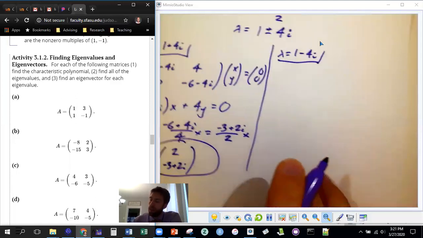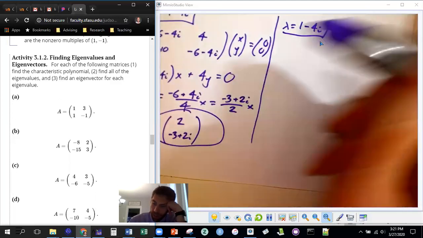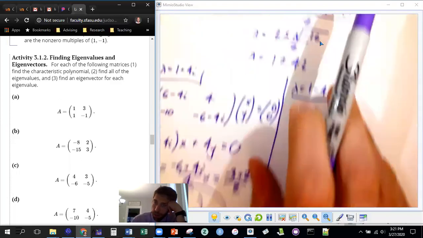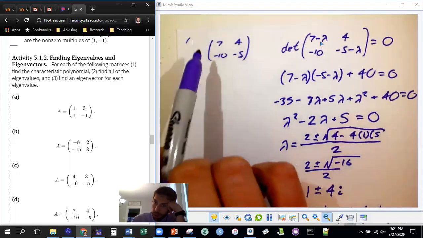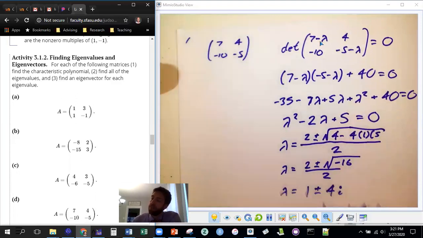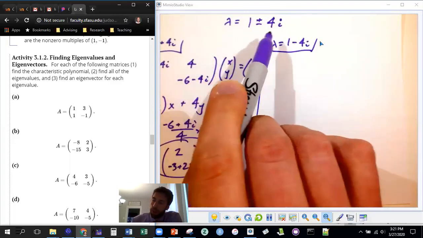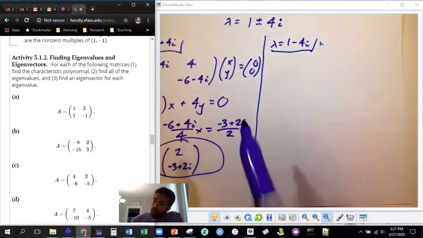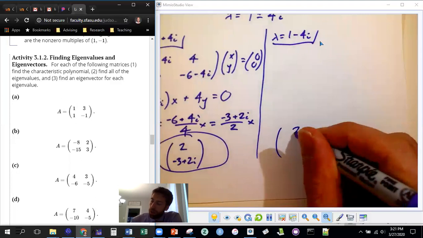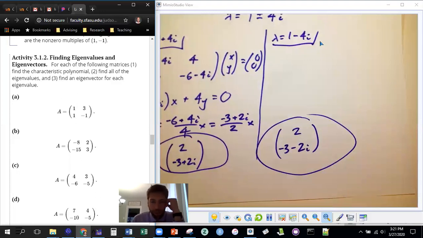And then this is the freebie. Whenever you have a complex eigenvector, if your original matrix is all real numbers and you get complex eigenvalues, you get complex eigenvectors, and your complex eigenvalues will be conjugates of each other, 1 plus or minus 4i, and so your eigenvectors will be conjugates of each other. So I already know this other one will be 2, negative 3 minus 2i. Okay, you get that one for free today. All right, that'll be the end of section D.